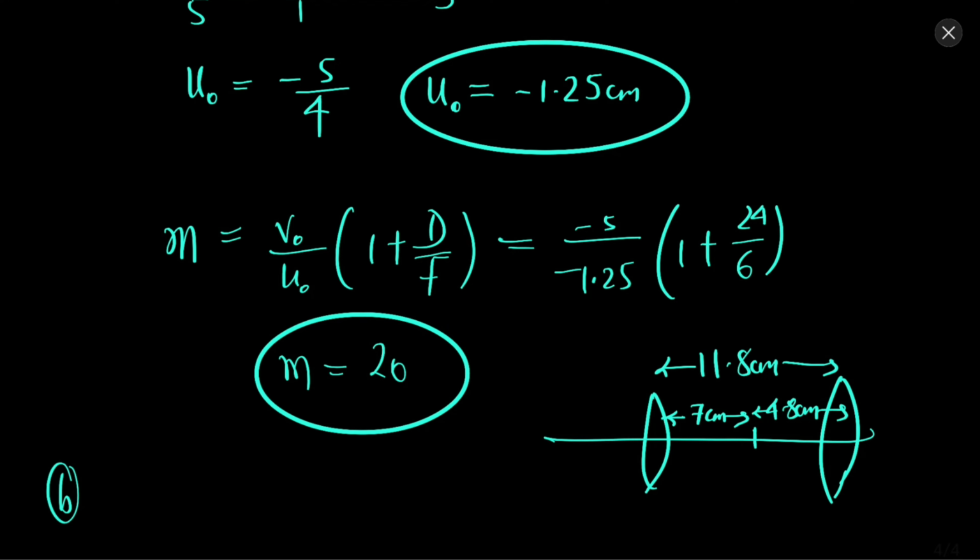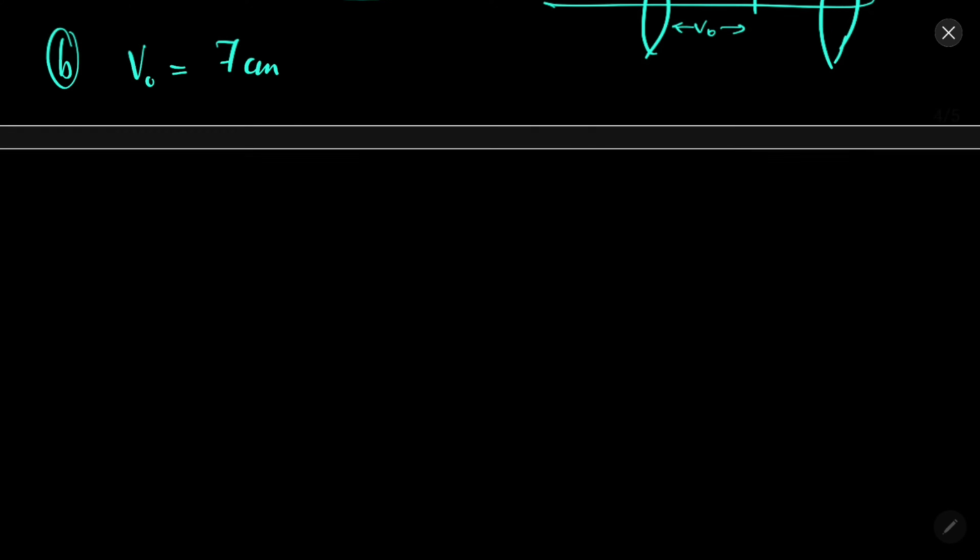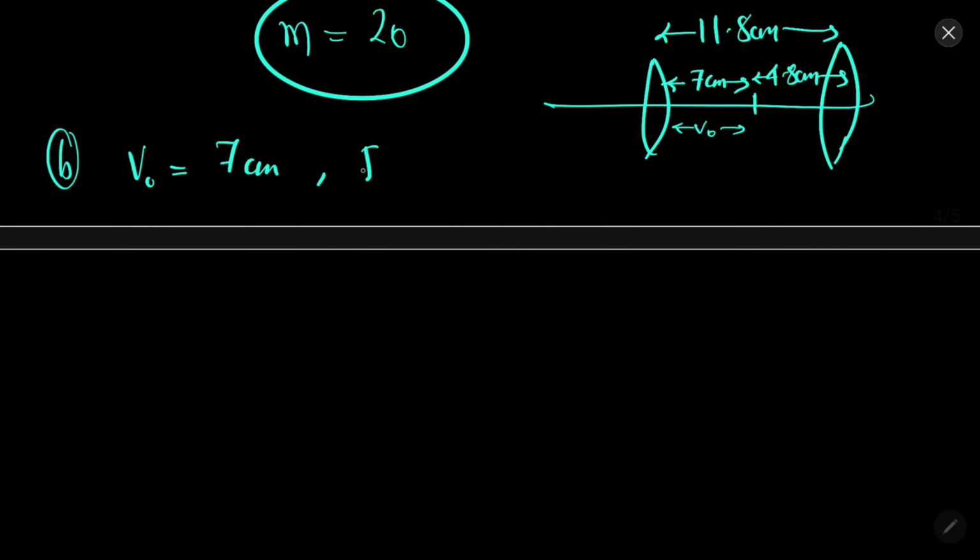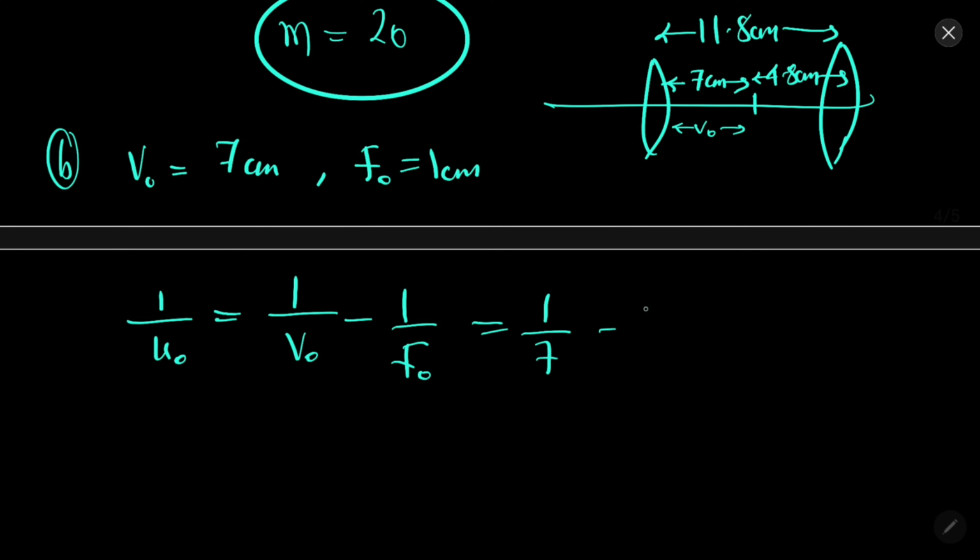So ultimately, where is the final image obtained? What we have is VO, that is this distance, will be 7 centimeter. Apart from that, we have FO equal to 1 centimeter. So UO can be found out, the initial position of the object, the actual object's position.